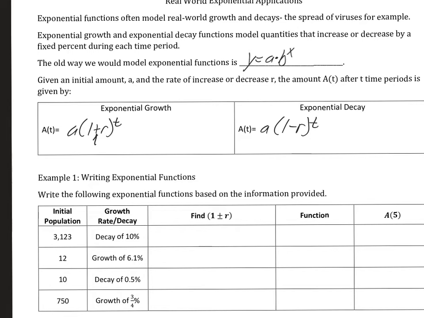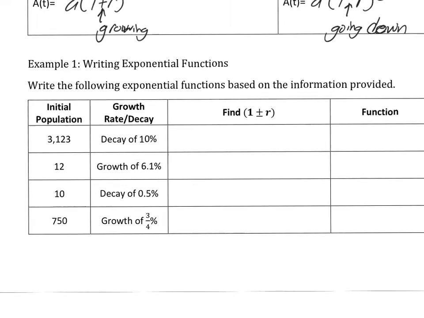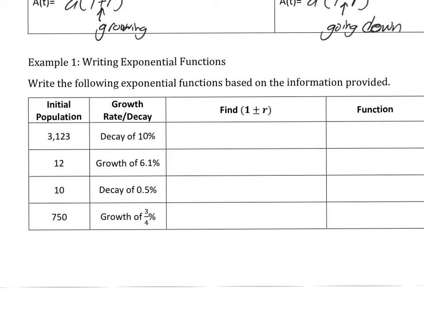So if you look here, this plus sign means it's going up, so growing. This minus sign means it's going down, or it is decaying. So that's the easiest way to remember. If you see that it says growth, you are adding. If you see that it says decay, you are subtracting. Okay, so looking at this, find 1 plus or minus r.